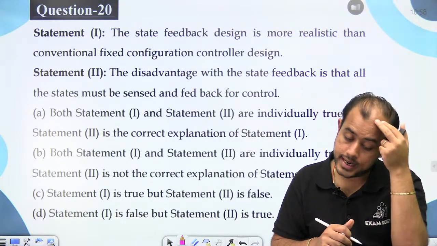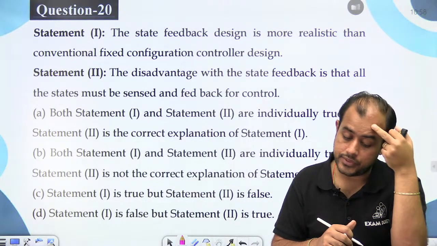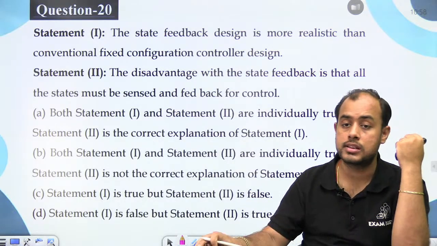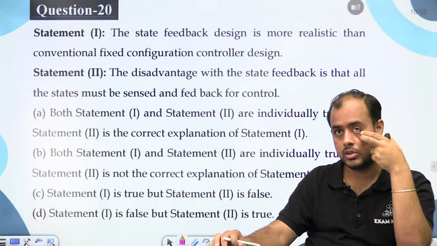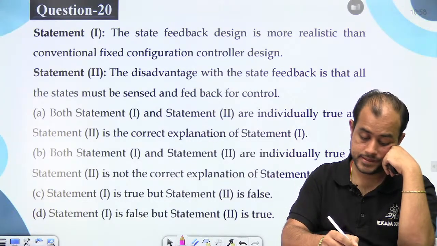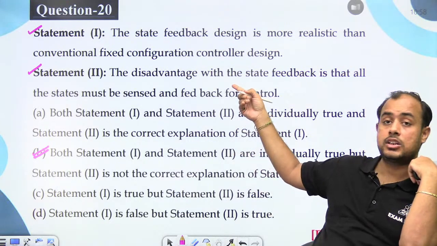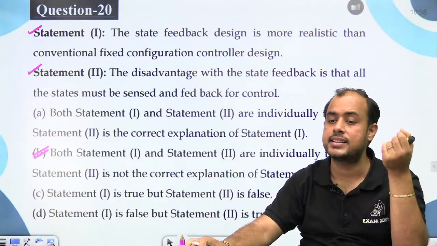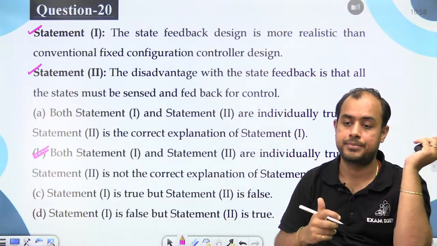Okay. State feedback design, ESE 2014, is more realistic than conventional fixed configuration controller design. The drawback is all the state must be sensed and sent to feedback. Both statements are correct, but the second statement is the drawback, not explanation. है ना, वो कह रहा है ज्यादा रियलिस्टिक है, ज्यादा सही डिजाइन है स्टेट फीडबैक वाला, और वो कह रहा है इसमें नुकसान क्या है, तो ये इसका रीजन थोड़ी हो सकता है.